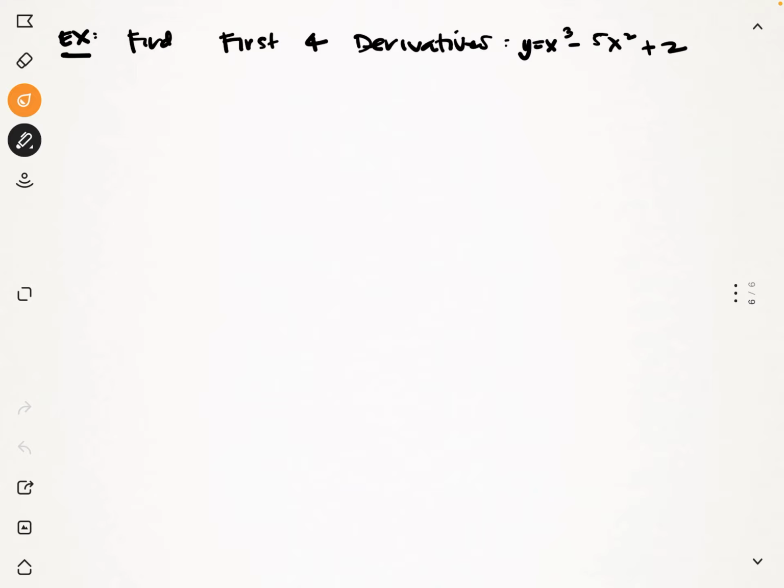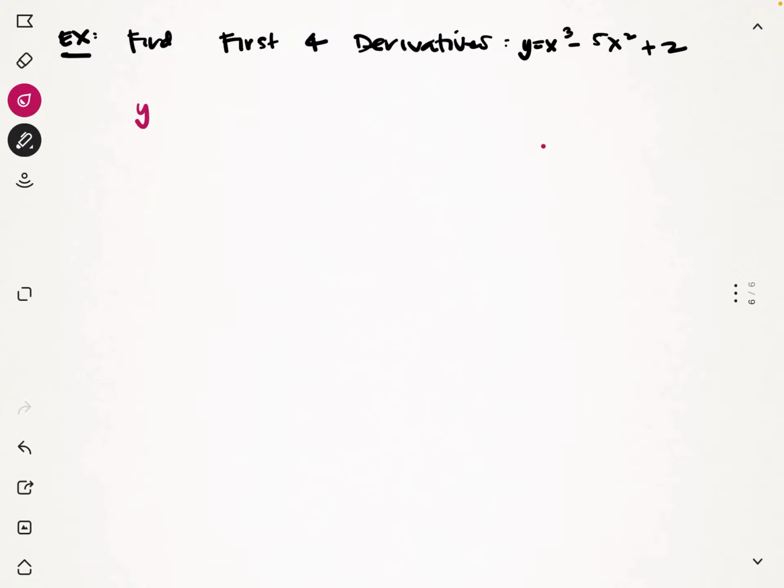All right, last one, and it's just asking us to find the first 4 derivatives, and this is kind of leading on to the next stuff in the unit, but just know that we can take different derivatives, different layers of derivatives, you might say.